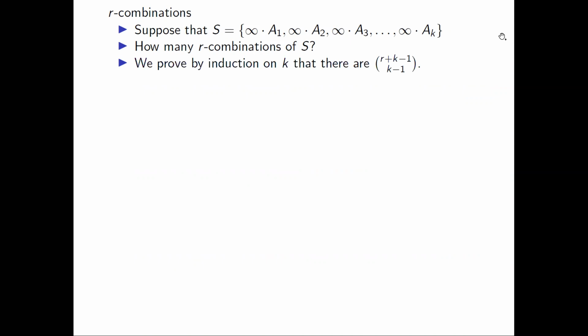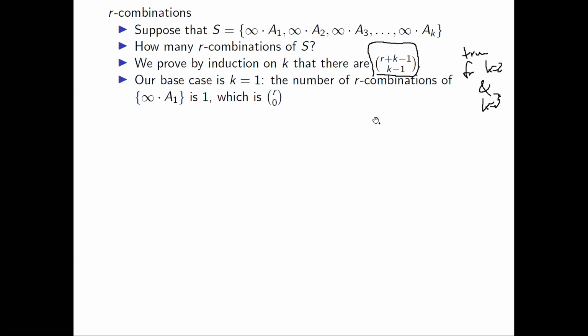And we're going to prove by induction on k, being the number of distinct letters, that the number of r-combinations is r plus k minus 1 choose k minus 1. And we already saw this is true for k equals 2 and k equals 3, so we could make those our base cases of the induction. We'll just make the base case k equals 1 though.